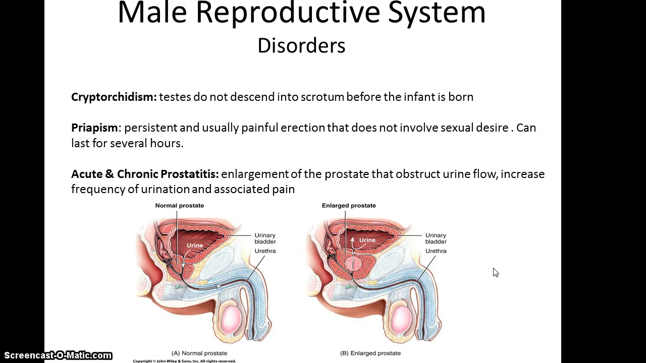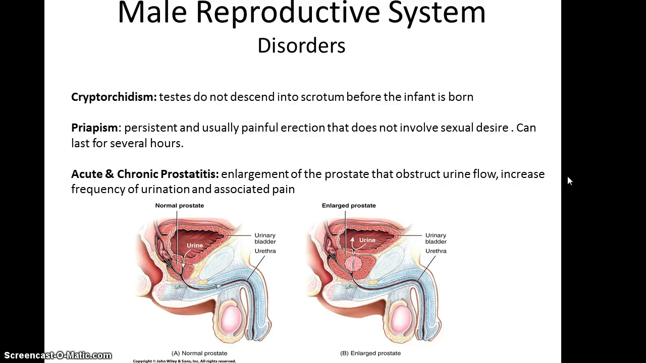Disorders in the male reproductive system. Well, you've got cryptorchidism, which is when the testes do not descend into the scrotum before the infant is born. Usually they wait a little bit to see if this will happen on its own, but if that doesn't occur, then they'll have to have surgery to put the testicles where they need to go. Priapism is a persistent and usually very painful erection that does not necessarily have any correlation to sexual desire. It can last for several hours and cause tissue damage.